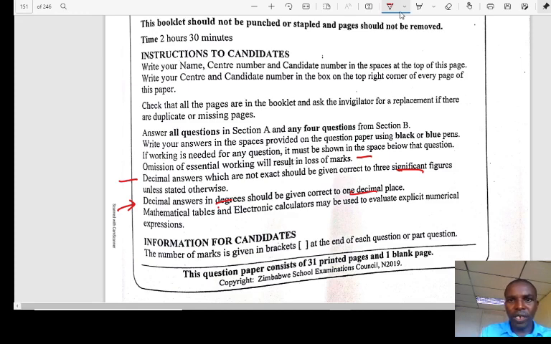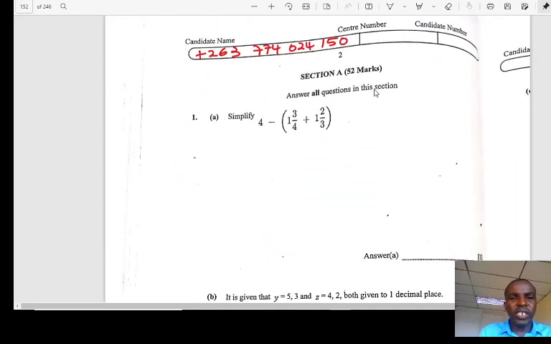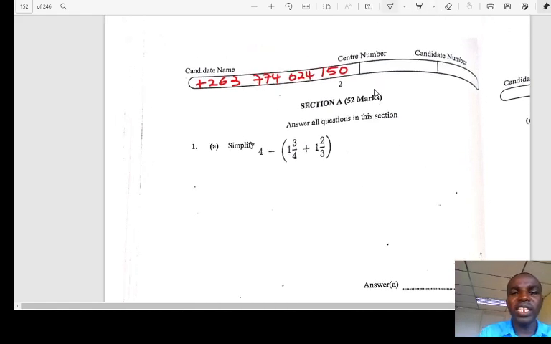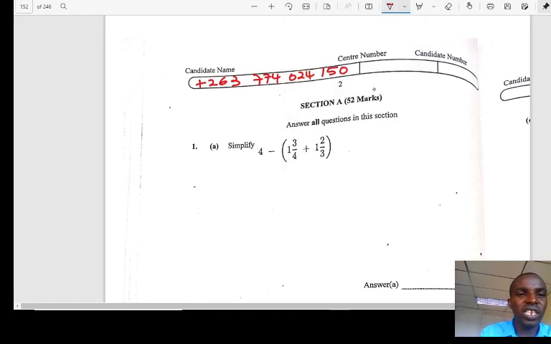Then going to the first question. The first question is like this. These are fractions, right? Use BODMAS or PEMDAS, whatever you can use. Me, I can use BODMAS in this case. So BODMAS means you have to deal with the brackets first, so I can deal with what is inside the bracket. But first, these are mixed numbers, so convert them to improper fractions.